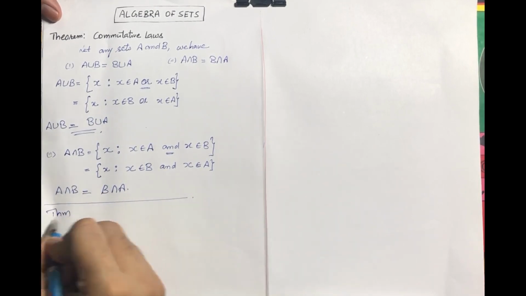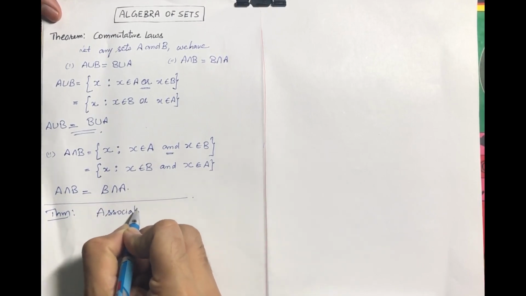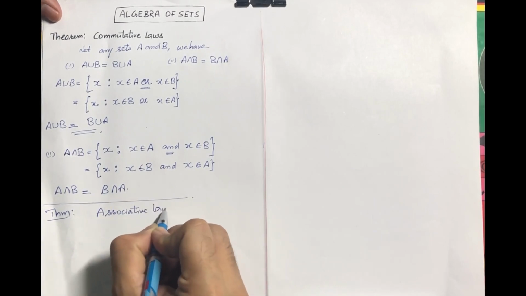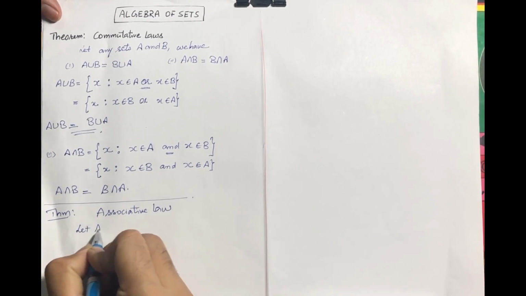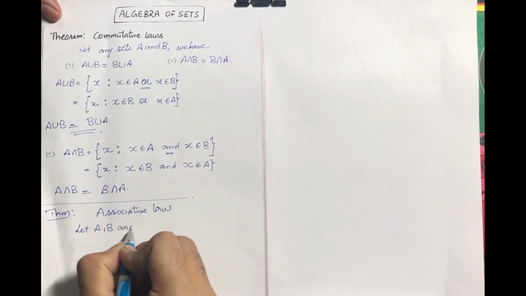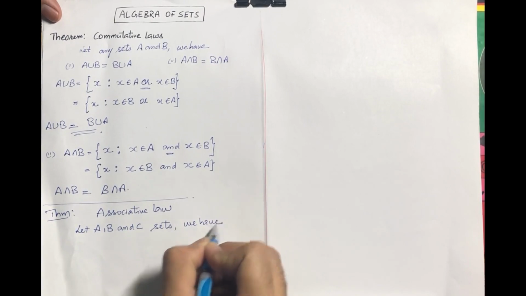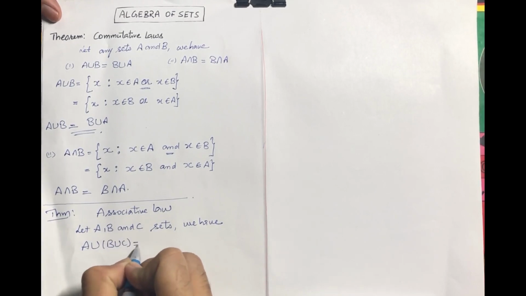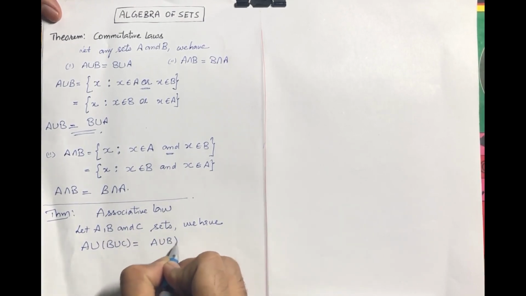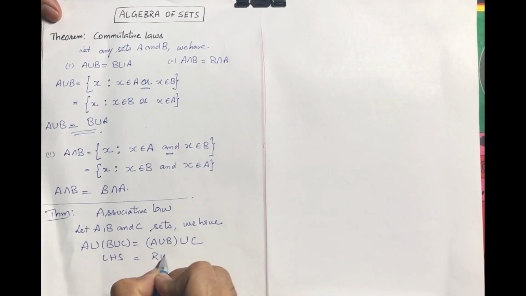Second theorem, associative law. Let A, B and C be sets. We have A union (B union C) is equal to (A union B) union C. In a similar manner, we have to prove that the left hand side is equal to the right hand side.